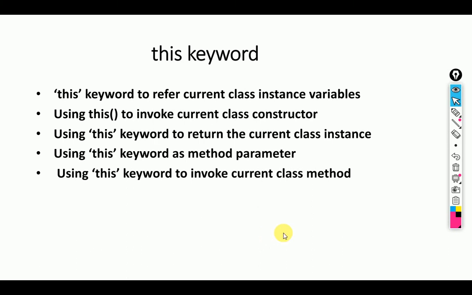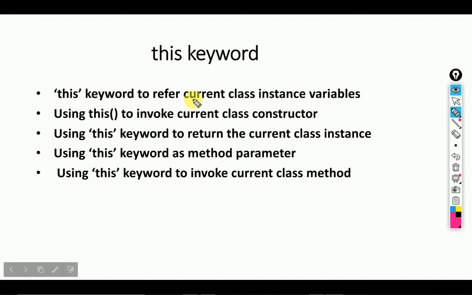The first thing is that the this keyword refers to the current class instance variable. The second is the this method, which invokes the current class constructor. And the third one is the this keyword to return the current class instance.